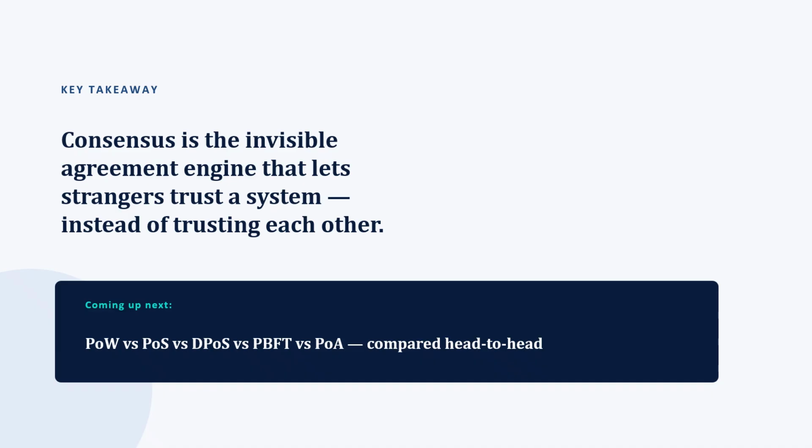So that's consensus. The invisible agreement engine that lets strangers trust a system instead of trusting each other. But which family should a blockchain actually use? Proof of work, proof of stake, or something else? That depends entirely on what you are optimizing for: security, speed, or decentralization. You genuinely can't max out all three at once. In the next video, we will put proof of work, proof of stake, DPoS, PBFT, and proof of authority side by side and compare them head to head.